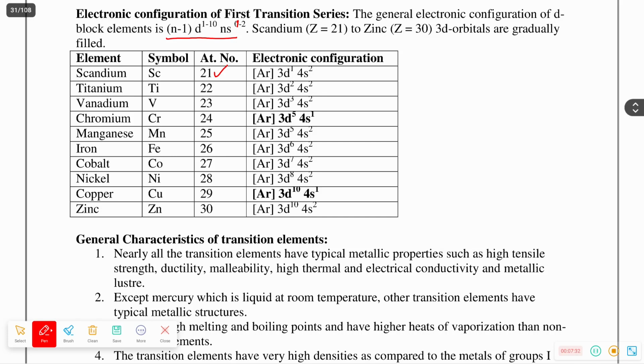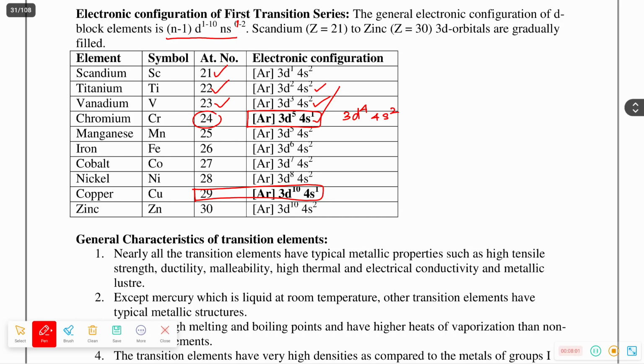So 3d1, 4s2. Then titanium is 3d2, 4s2. Vanadium, 23, is 3d3, 4s2. And chromium is an exceptional case. Copper is also an exceptional case. Our expectation is 3d4, 4s2, but it is 3d5, 4s1. This is the actual configuration.